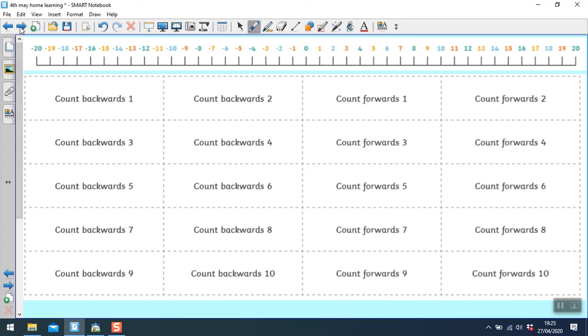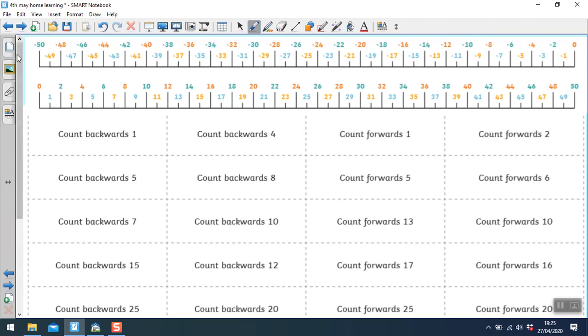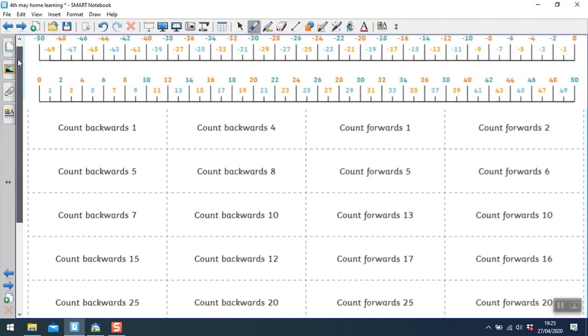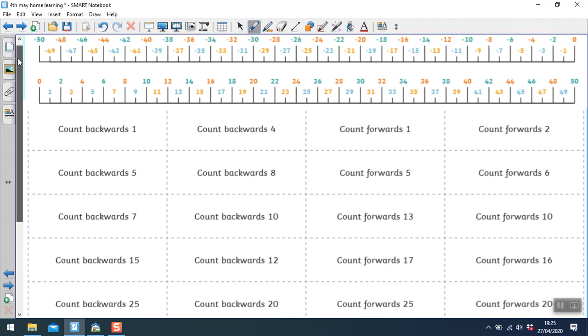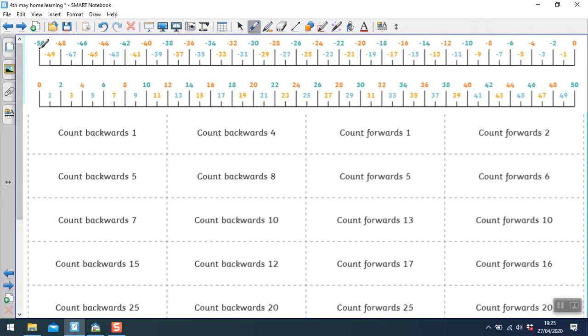Okay, I hope you enjoyed it. If you'd like to do another game that's similar to that to practice a little bit more, you could use a number line that goes from -50 up to 50, and these are the instructions this time. Again, it's 20 different instructions. Turn them face down and take it in turns to turn one over and do that instruction. Pause the video if you want to play this game.